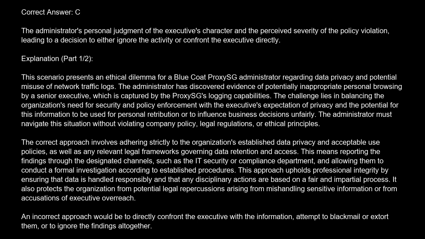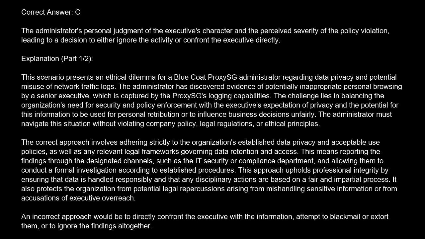The correct approach involves adhering strictly to the organization's established data privacy and acceptable use policies, as well as any relevant legal frameworks governing data retention and access. This means reporting the findings through the designated channels, such as the IT security or compliance department, and allowing them to conduct a formal investigation according to established procedures. This approach upholds professional integrity by ensuring that data is handled responsibly and that any disciplinary actions are based on a fair and impartial process.